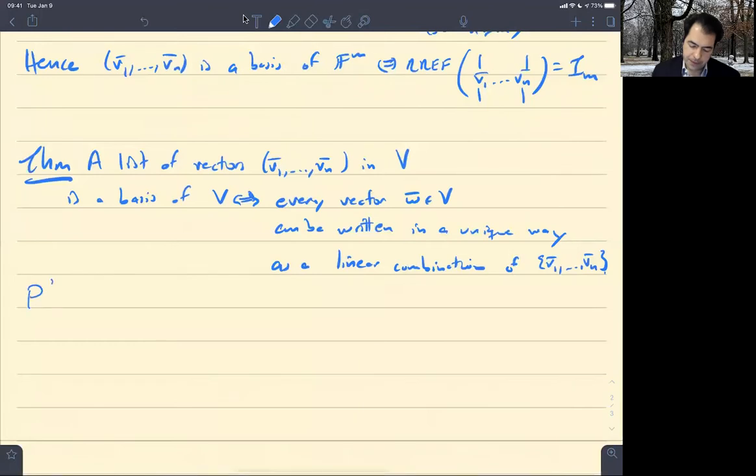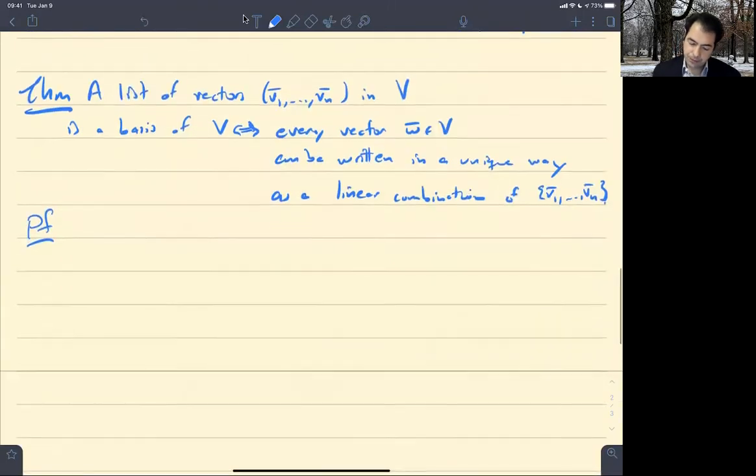Okay, proof. It's an if and only if, which means that to prove it, I should prove both directions. I need to prove that the first hypothesis implies the second, and that the second hypothesis implies the first. So let's start by proving that way. I'm going to assume that I have a basis, and I want to show that every vector can be written in a unique way as a linear combination.